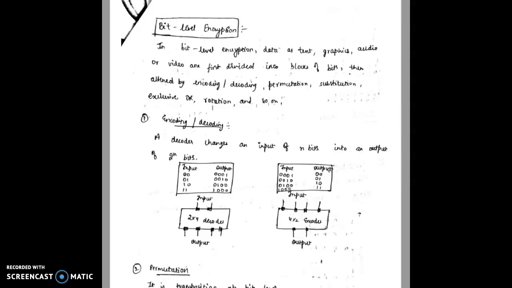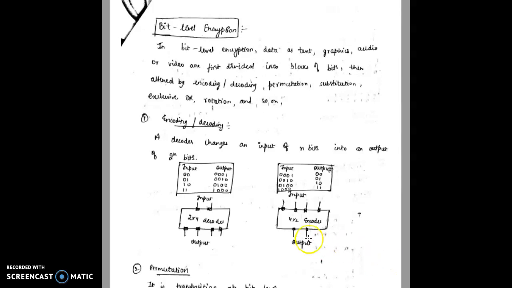If C is a character, ASCII of it is 7-bit or 8-bit, you are treating each and every bit individually. What we do basically in a bit level algorithm is that your data to be encrypted can be anything: text, graphics, audio, video. Basically all these are changed into bits, and you organize these bits in the form of blocks. Blocks of bits are made. Then you can encrypt them using any technique: encoding, decoding, permutation, substitution, XOR, rotation, and so on. There are so many methods with which you can do bit level encryption. A few of the methods we'll discuss here.